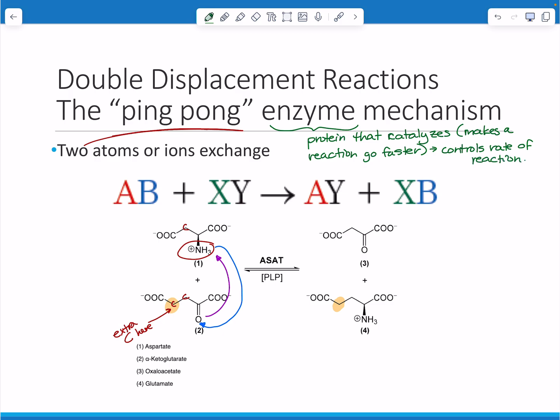In this case, the reaction that it's controlling is the transfer of what is called an amino group. It's transferring the amino group from a molecule called aspartate, which is this molecule right here, to a molecule called alpha-ketoglutarate, which is the molecule labeled number 2 there. Again, these are two molecules that look very similar. They differ by 1 carbon. The enzyme in this case is called aspartate aminotransferase.